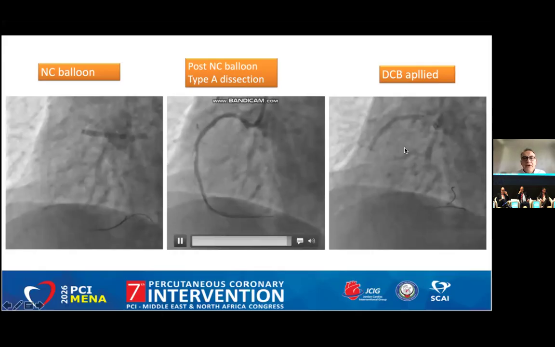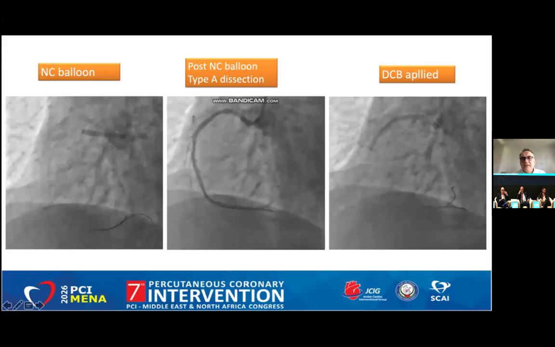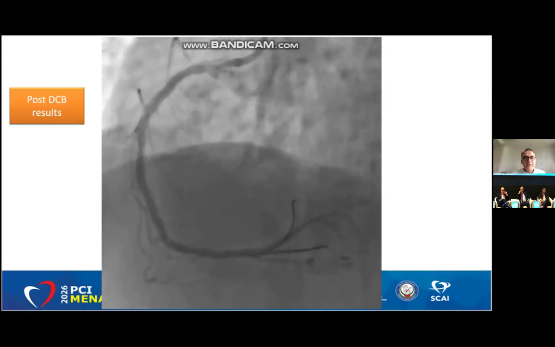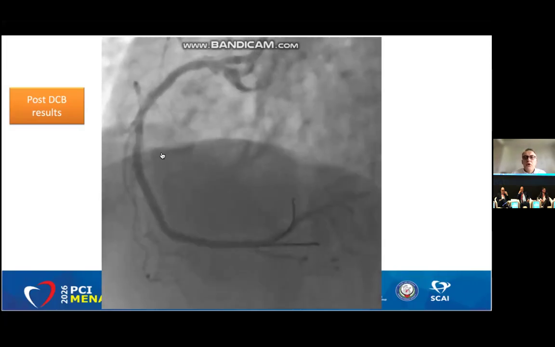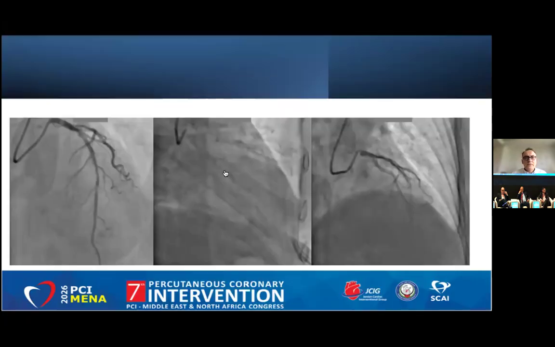After the type A dissection, we believed that this is okay, and we applied DCB here. And this is post DCB. Still, we have a small type A dissection, which is very, very fine. There is no worry at all for DCB.